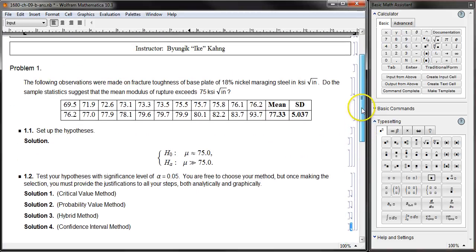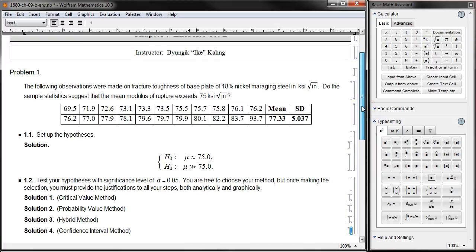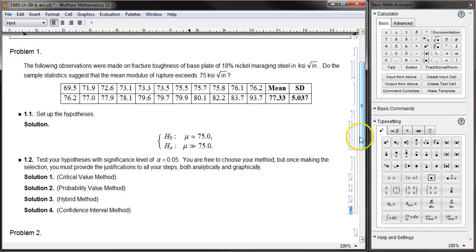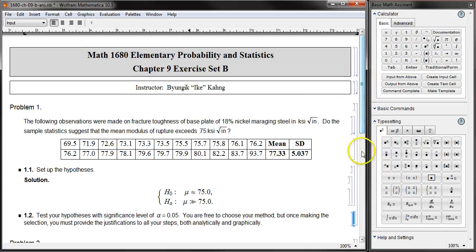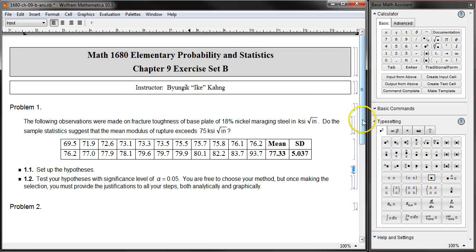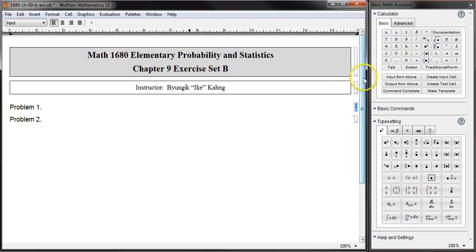Please be warned, this confidence interval method does not work for proportion problem. Otherwise you can use it, but still my favorite method remains solution 1, the critical value approach.